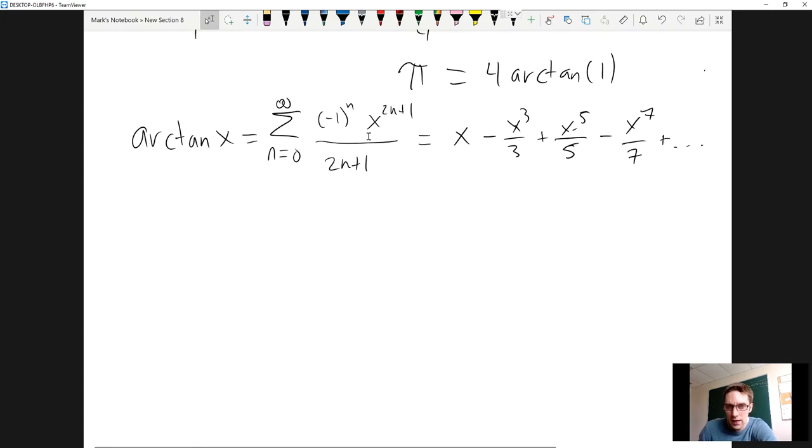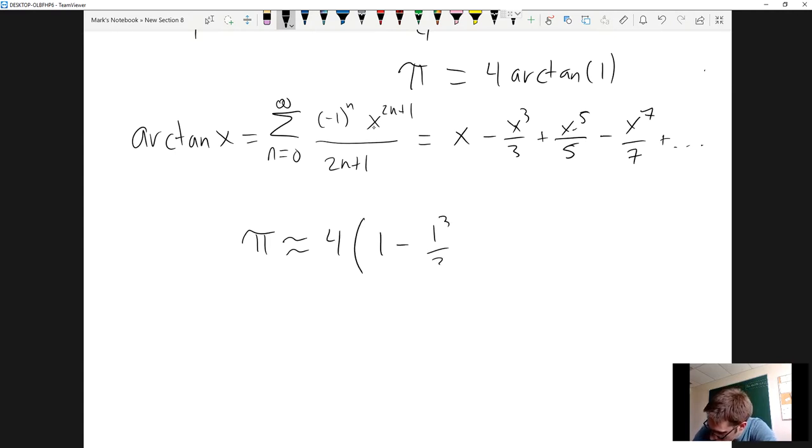And what that means is, if we plug in x equals 1, then we should get a series that converges to pi. So pi should be approximately equal to 4 times 1 minus 1 cubed over 3 plus 1 to the 5th over 5 minus 1 to the 7th over 7. And notice those numerators are all just 1, so I'll stop writing them. Plus 1/9 minus 1/11 plus 1/13, and so on. And so as we add more and more fractions, we will see that this series converges to pi.